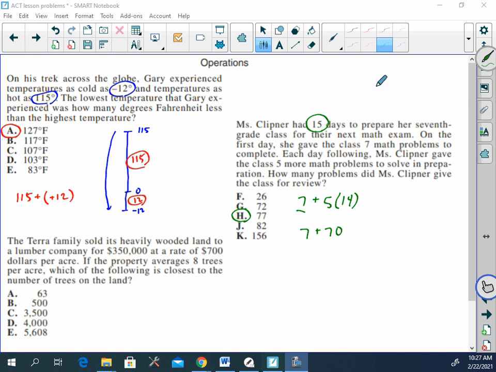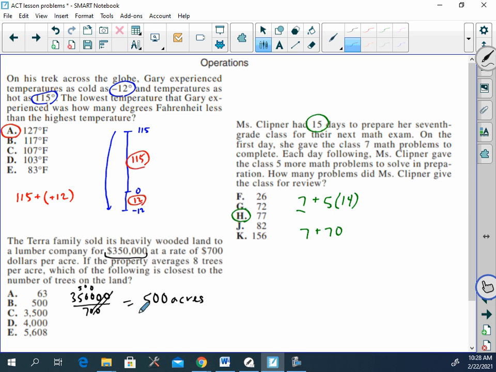All right, and the last one down here says the Terra family sold its heavily wooded land to a lumber company for $350,000. Okay, so that's how much they sold it for. The rate they sold it is $700 per acre. So if we take these and we divide them, we're going to figure out how many acres there are. So we're starting with 350,000, and we're dividing that by 700 acres, which is going to give us 500 acres.